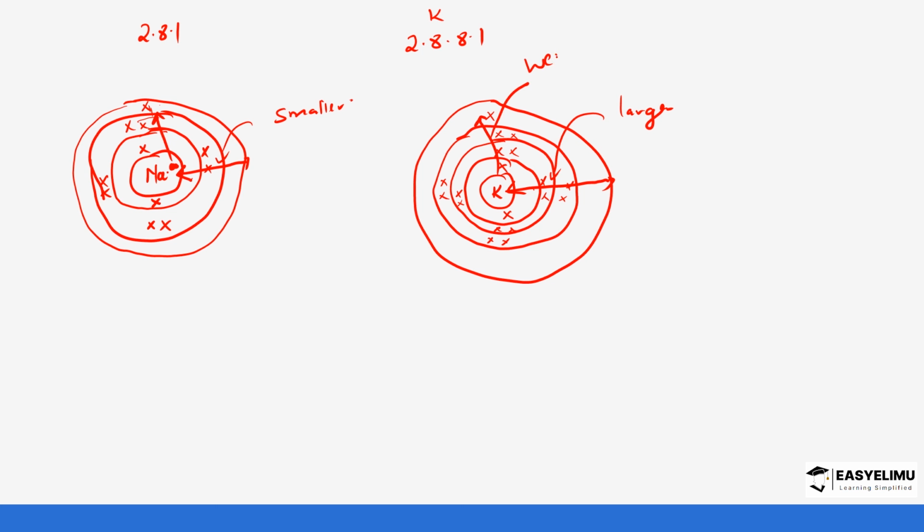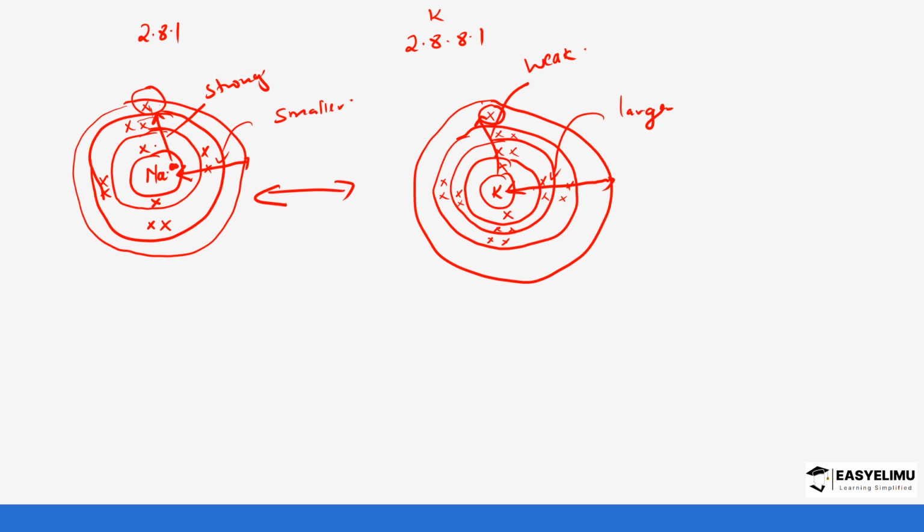The nuclear attraction is weak in potassium, but in sodium it is strong, if you were to compare these two. So if we want to remove this first electron in sodium, we will require more energy than if we were to remove this electron in potassium. Because for potassium, it's not held that strongly by the nucleus, but for sodium, it is held very strongly by the nucleus.